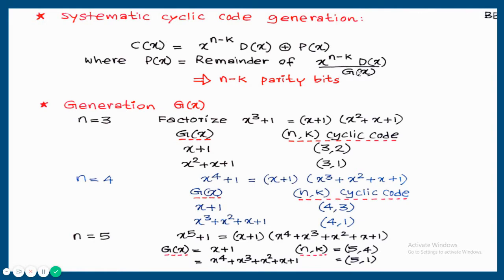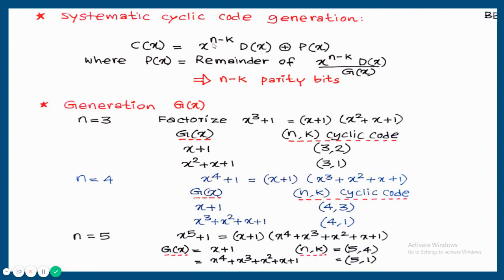The degree of g of x is n minus k. Due to this, the remainder degree is always n minus k minus 1, that is always 1 less than the degree of the denominator. If the degree is n minus k minus 1, the number of bits is n minus k. So those n minus k bits are parity bits. After doing the division, we'll get a polynomial. That polynomial we can convert into ones and zeros, which gives n minus k parity bits.